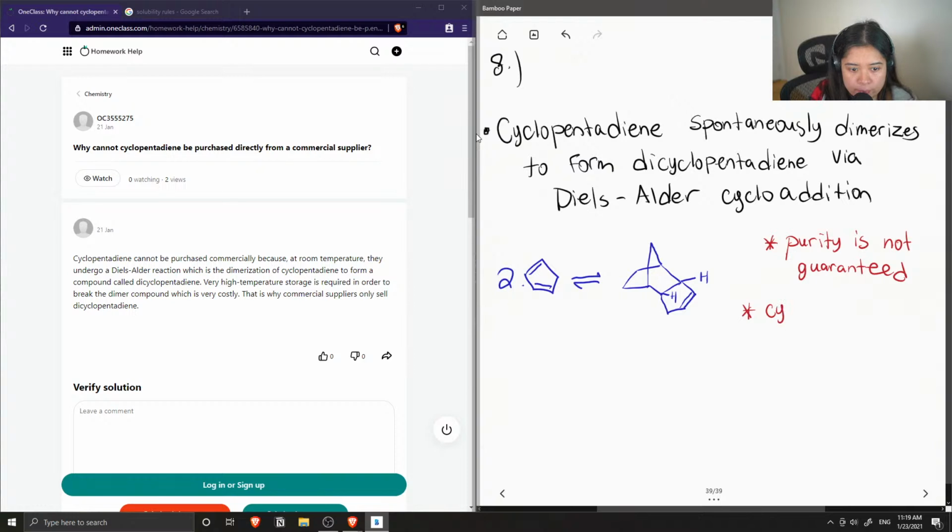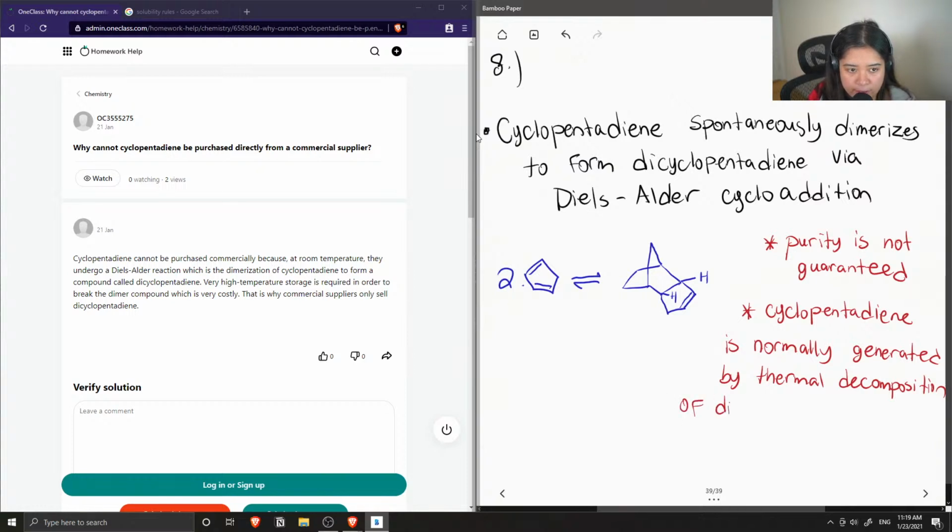So cyclopentadiene is normally generated fresh in the lab by thermal decomposition of your dicyclopentadiene.